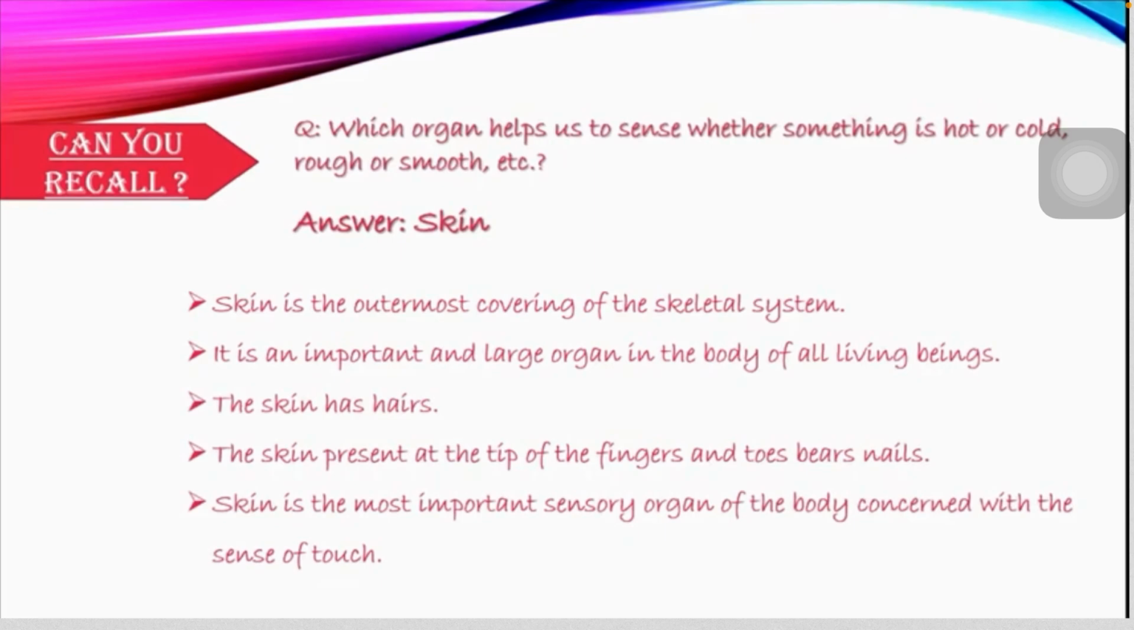Students, can you recall which organ helps us to sense whether something is hot or cold, rough or smooth, etc.? So the answer is skin. So skin is the outermost covering of the skeletal system. It is an important and large organ in the body of all living beings. The skin has hairs. The skin present at the tip of the fingers and toes bears nails. Skin is the most important sensory organ of the body concerned with the sense of touch.